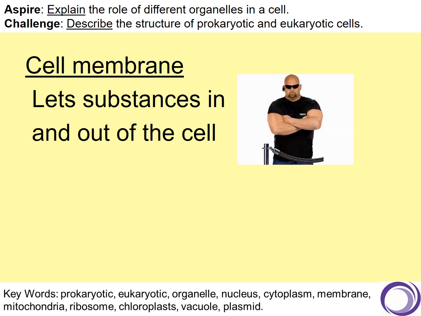Also, we'll need some water, and some water will also leave the cell, and that will go through the cell membrane. So it lets certain things in and certain things out, but some things won't be able to get through the cell membrane. We call it semi-permeable or partially permeable. Some things are let in and some things aren't allowed in, basically because they're too big. So that is the cell membrane in a plant cell and in an animal cell. That's my bouncer.